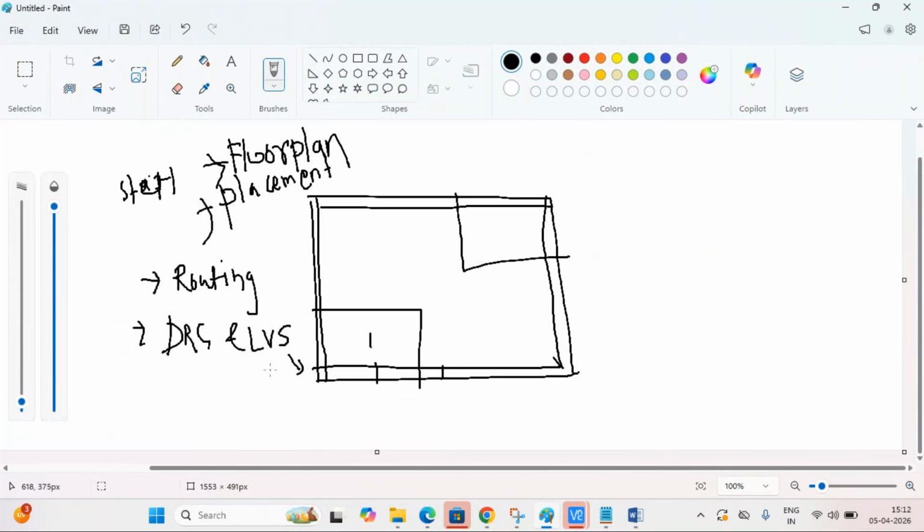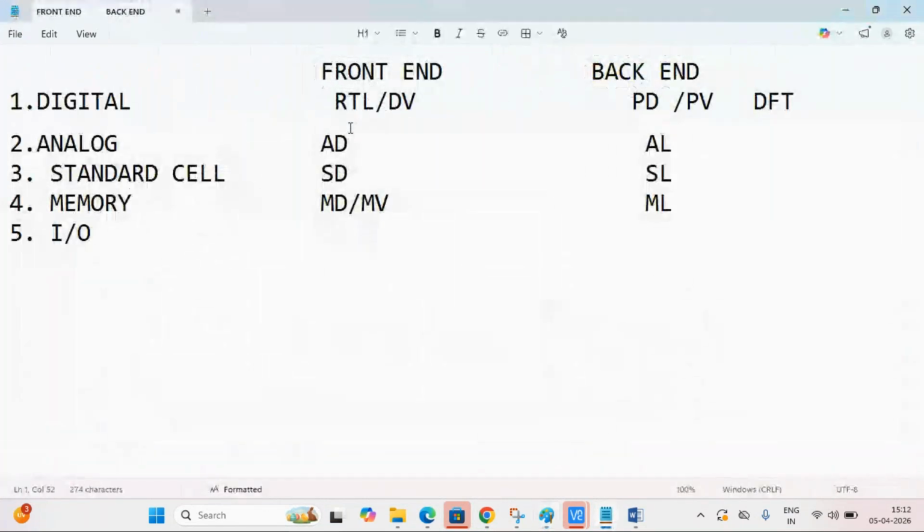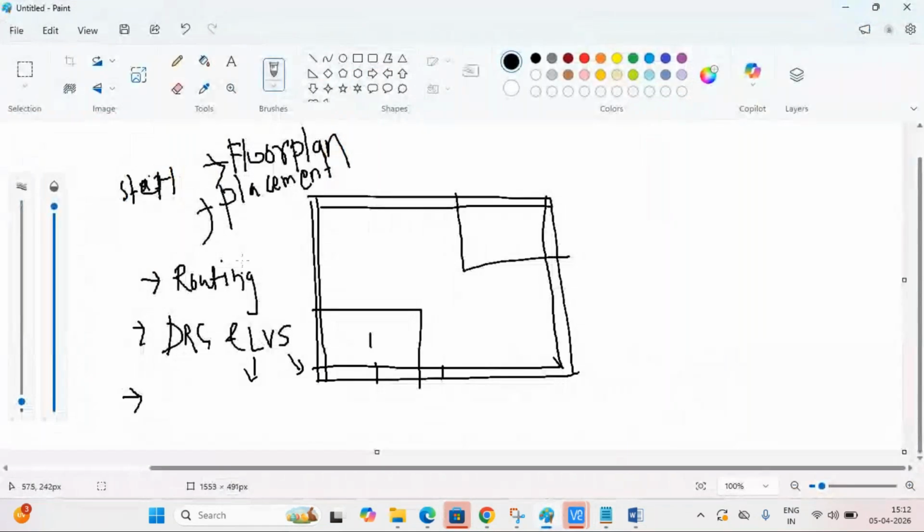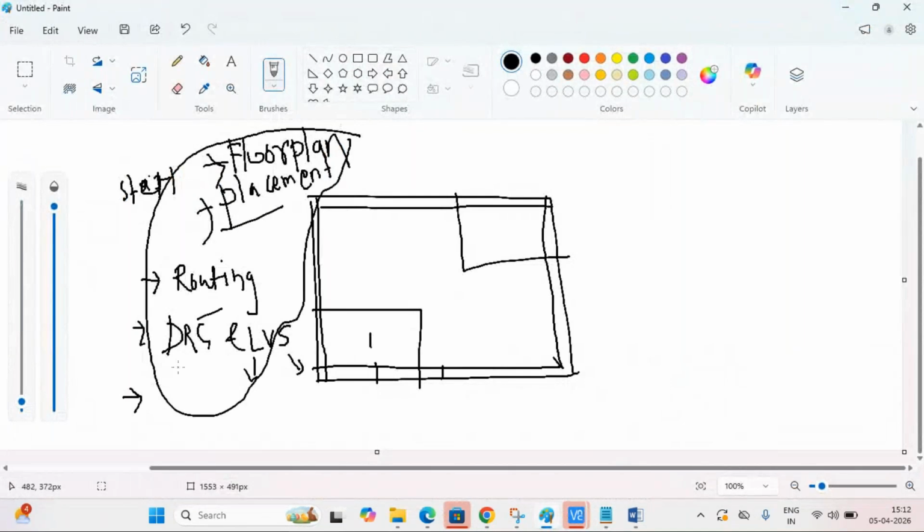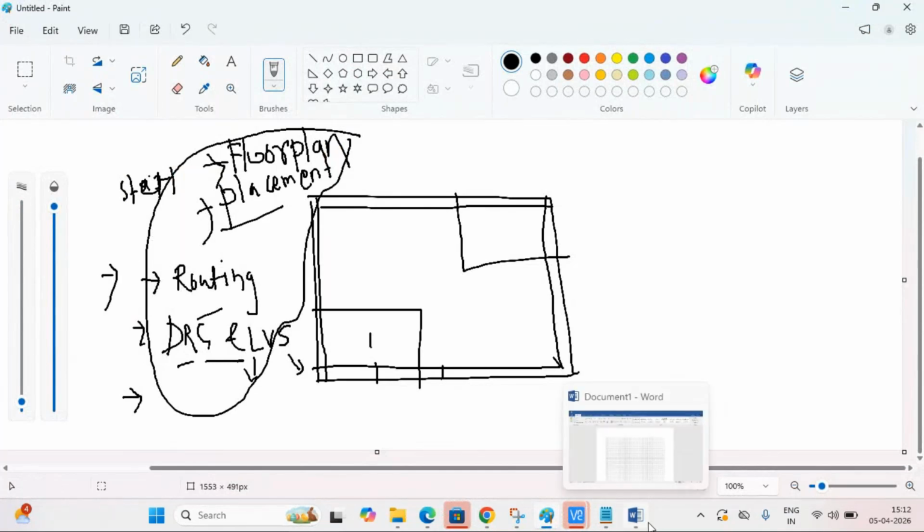You have to compare with whatever the front end people give you, some schematic. Their input is the schematic, yours will be the layout. So that will be compared, LVS. So this is the flow. Certain extra checks will be there for floor plan, placement, routing, DRC, and LVS. How it will be executed, I'll give the demo also.